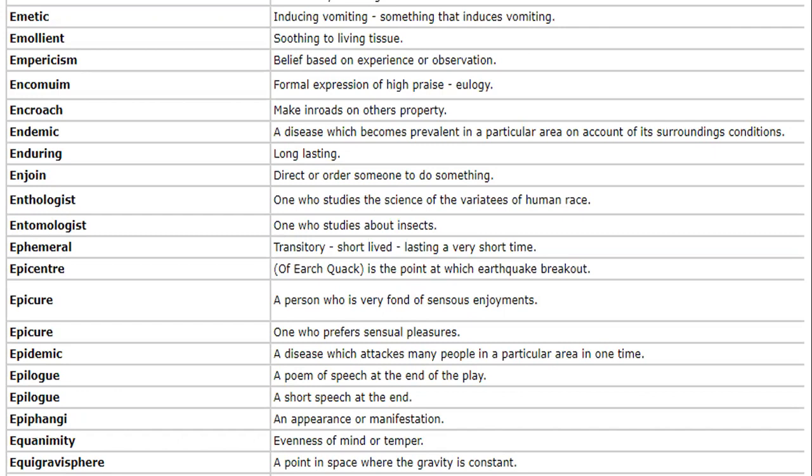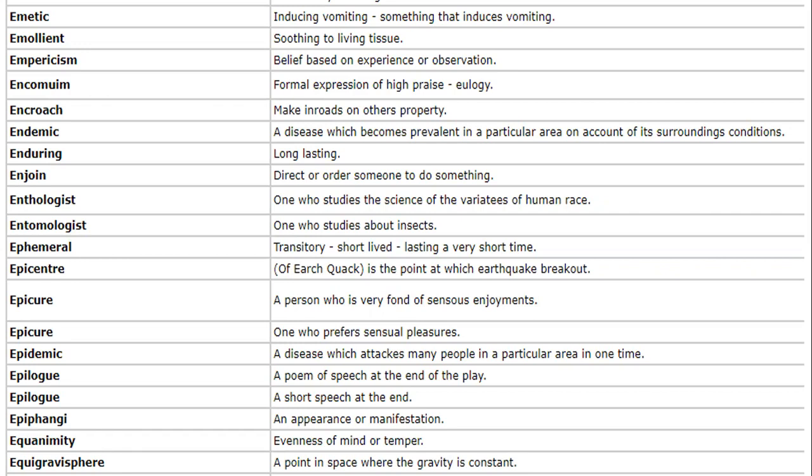Encroach, making inroads on another's property. Endemic, disease which becomes prevalent in a particular area on account of surrounding conditions. Endemic. Then enduring, long lasting. Enjoin, direct or order someone to do something. Ethnologist, one who studies the science of the varieties of human race. Entomologist, one who studies about insects.